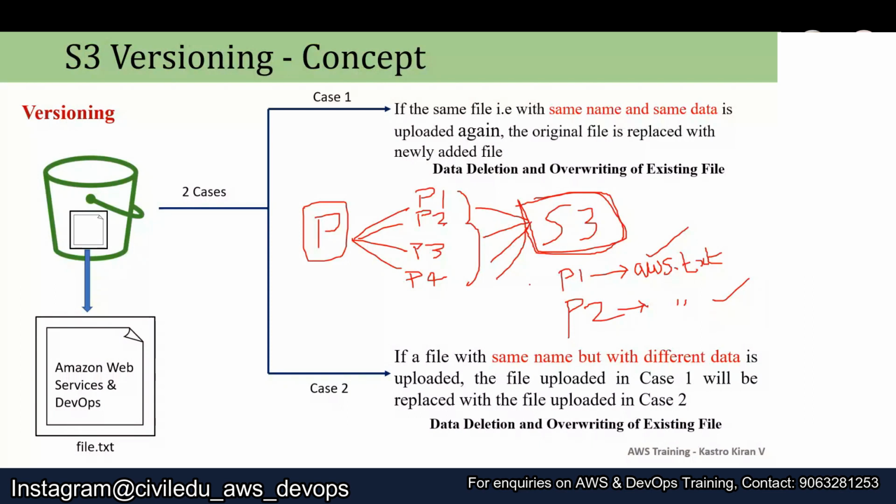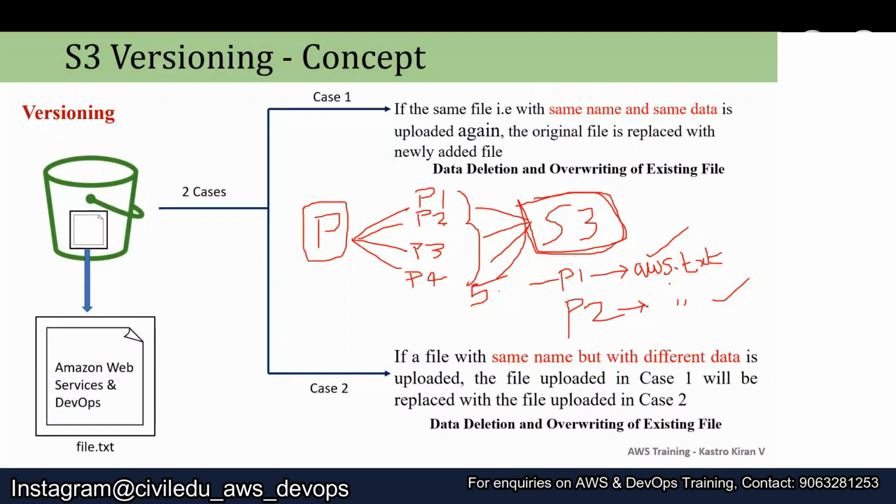Now let's assume that person 1 has uploaded one file at 5 p.m. with the name aws.txt, and person 1 has kept some code inside that file.